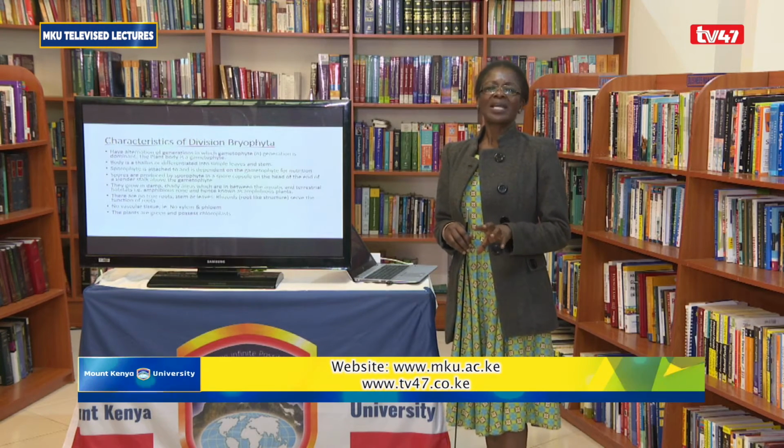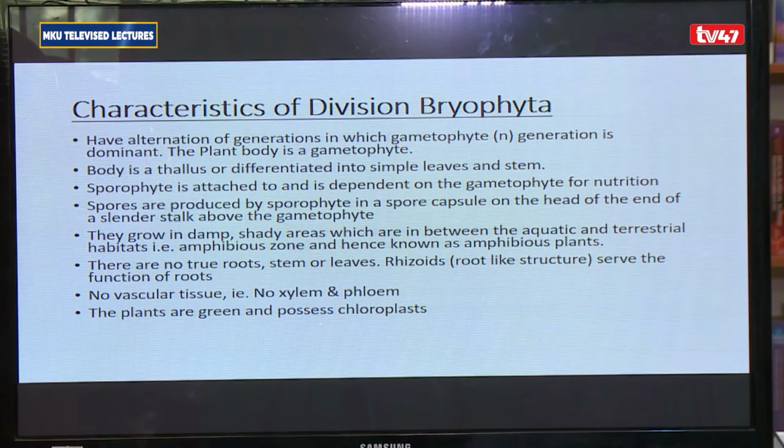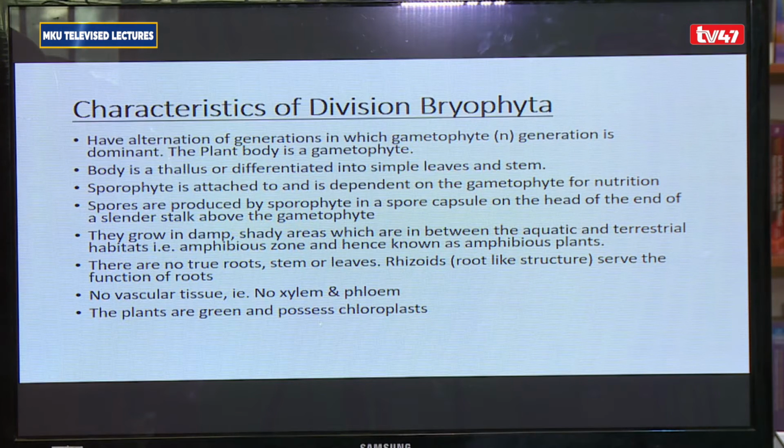So when you come across a Bryophyte, the plant body that you see is a Gametophyte. Now, this Gametophyte may be a thallus, or it can be differentiated into simple leaves and stem. A thallus refers to a simple plant that is not differentiated into leaves, stem, and roots, and also does not have vascular tissue, that is the xylem and the phloem. Because the Gametophyte is dominant, the Sporophyte is attached to and is dependent on the Gametophyte. The Sporophyte has a spore case or a sporangium within which spores are produced.